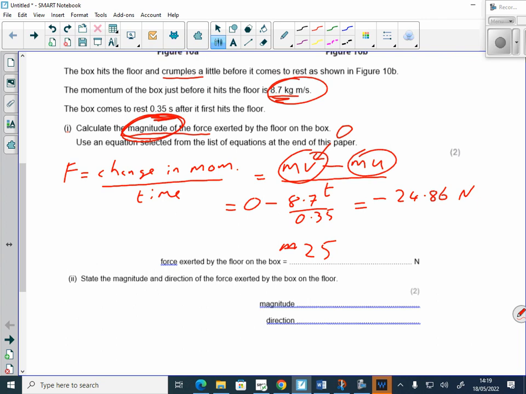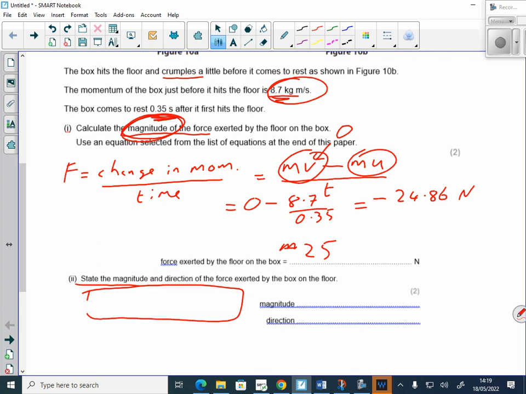The next bit's quite interesting, because it says state. State the magnitude and direction of the force. Anytime the question is asking you just to state something, it means you know the answer already. It's not asking you to calculate anything, it just says state. And strangely enough, they haven't really given you much room to do any calculations either. There's only that tiny bit there. So the clue in the question is, the way they're asking it is they've already given you the answer. State the magnitude. It says state, you already know the answer.